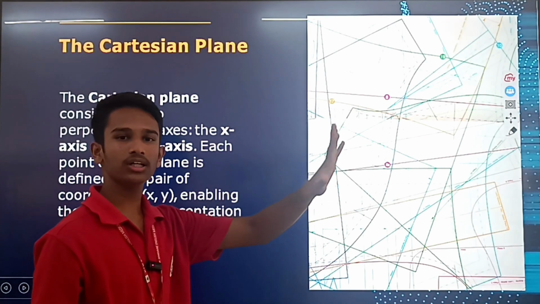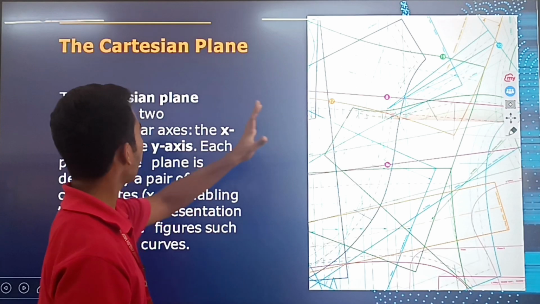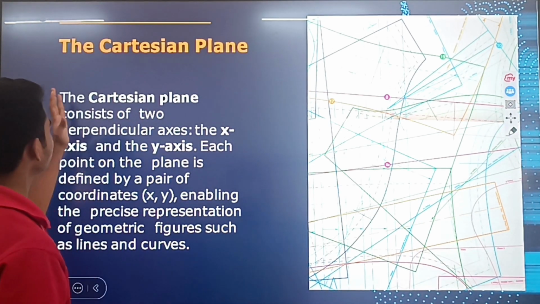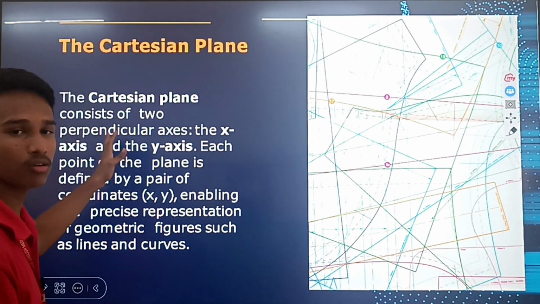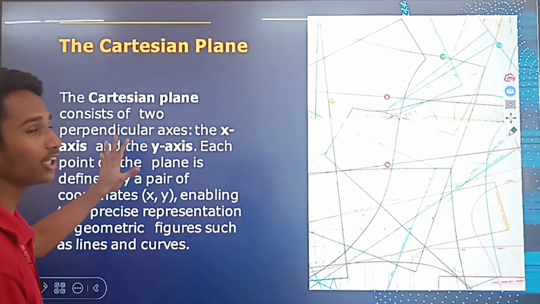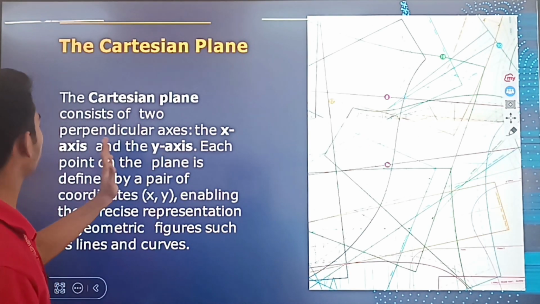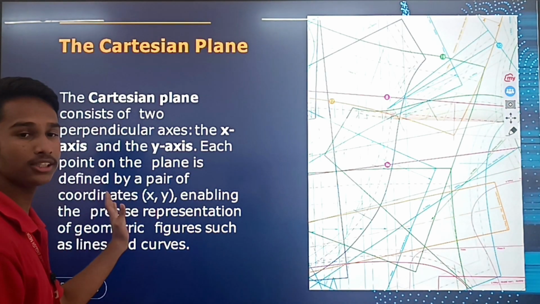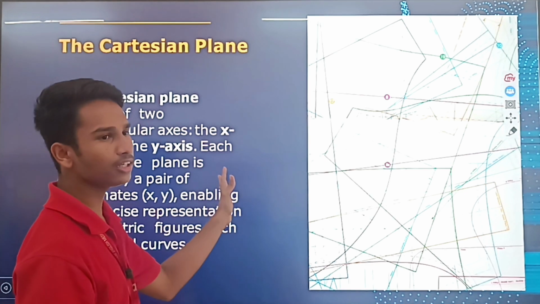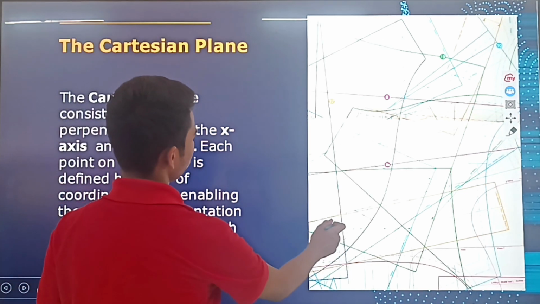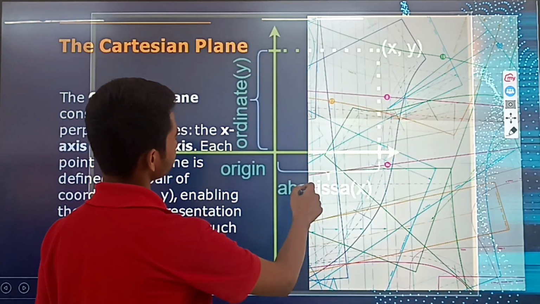Now let us know about the Cartesian plane. What is this Cartesian plane? The Cartesian plane consists of two perpendicular axes, the x-axis and the y-axis. Each point on the plane is defined by a pair of coordinates, x and y. Let us learn about this Cartesian plane with the help of a diagram.